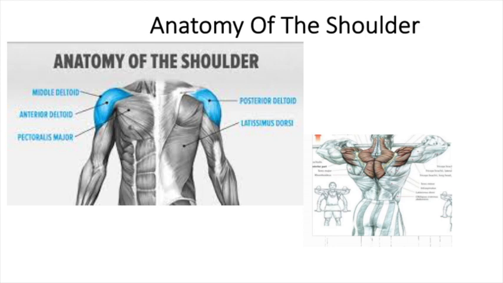Alright, so your shoulder has 3 parts, including the traps too. So you have the medial deltoid, which is the side deltoid, the anterior, which is the front deltoid, and the posterior, which is the rear deltoid. And of course, you have the traps. I don't want to spend too much time on anatomy because I want to give you actual information that you can use. But it's important to know the anatomy of the muscle so you know how to work each part out. So yeah, let us move on to the next slide.